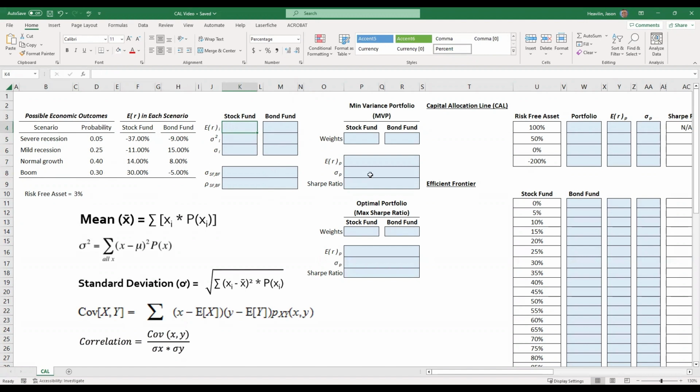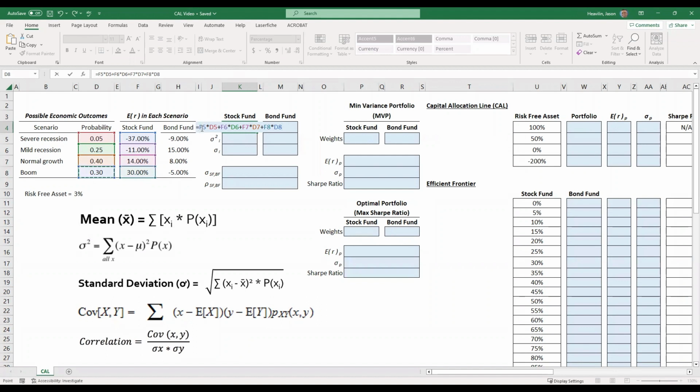So in Excel, as usual, we'll start the formula with an equal sign. And this one here says mean. This is the formula we're following, which is the expected return of each scenario times the probability of that scenario. And at the end, we're going to add them together. So for the stock fund, we take the negative 30% with a probability of 0.05, plus the negative 11% with its probability, the 14% with this probability. And what we're doing is adding those multiplications.